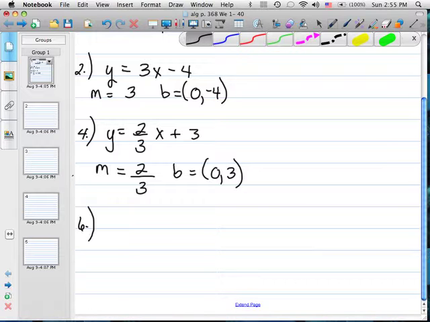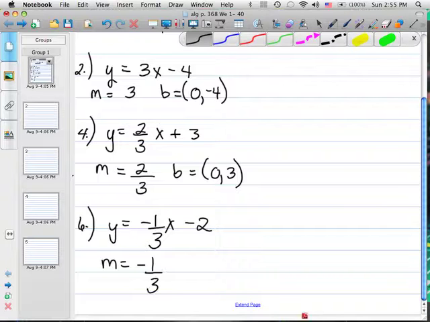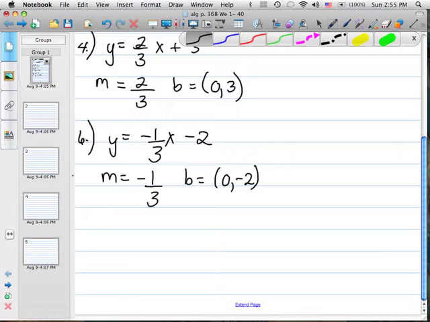Number 6, y equals -1/3 x minus 2. The slope is -1/3, down 1, right 3. And the intercept is 0, -2. We'll cross the y-axis at 0, -2.